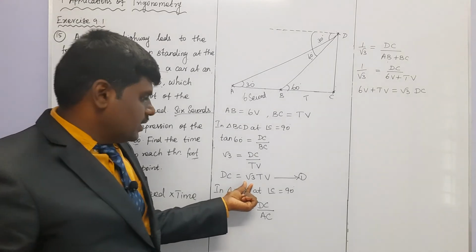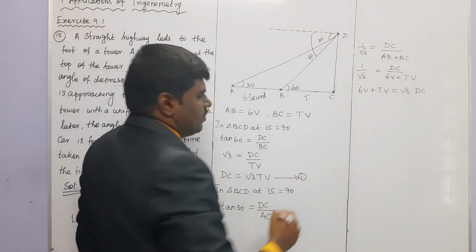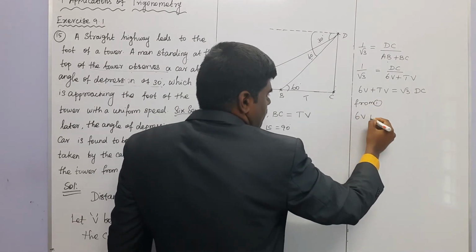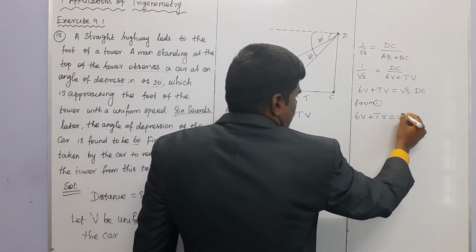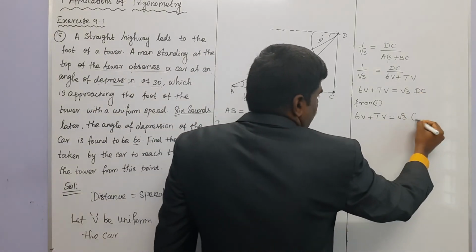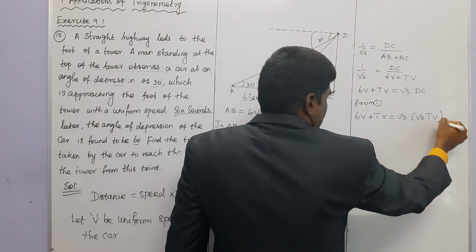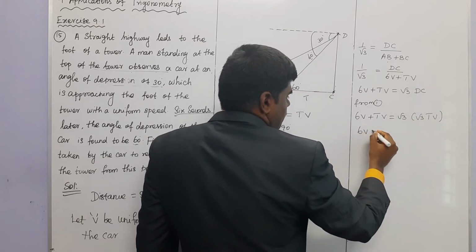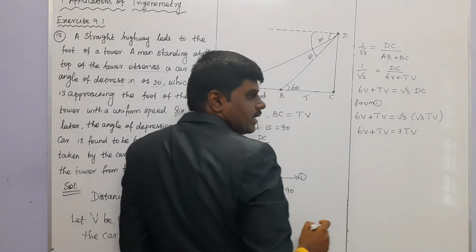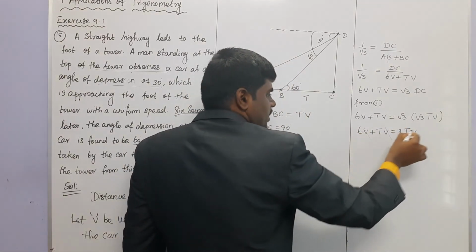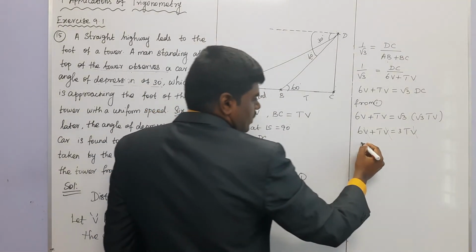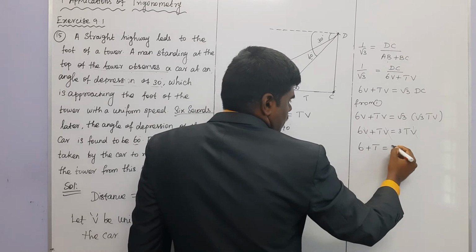What's the value of DC? From equation 1, DC is equal to root 3 TV. Here, 6V plus TV is equal to root 3 times the value of DC, that is root 3 times root 3 TV, so 6V plus TV is equal to 3TV. Is it clear? Take V in common. V will be cancelled. What's remaining? 6 plus T is equal to 3T.